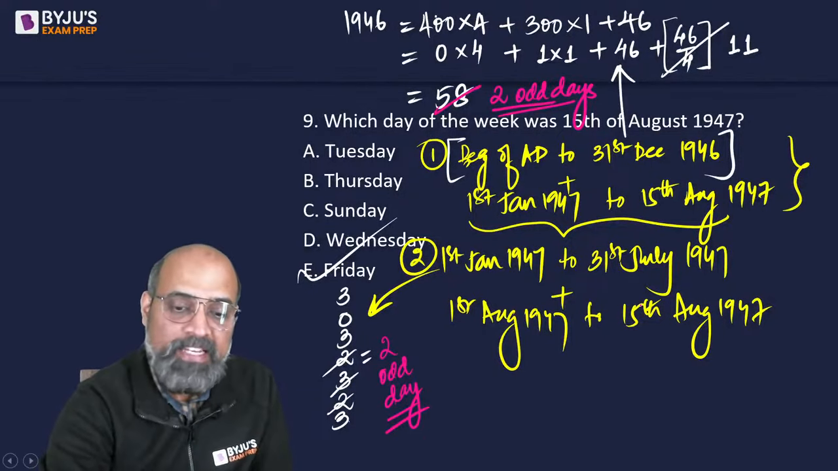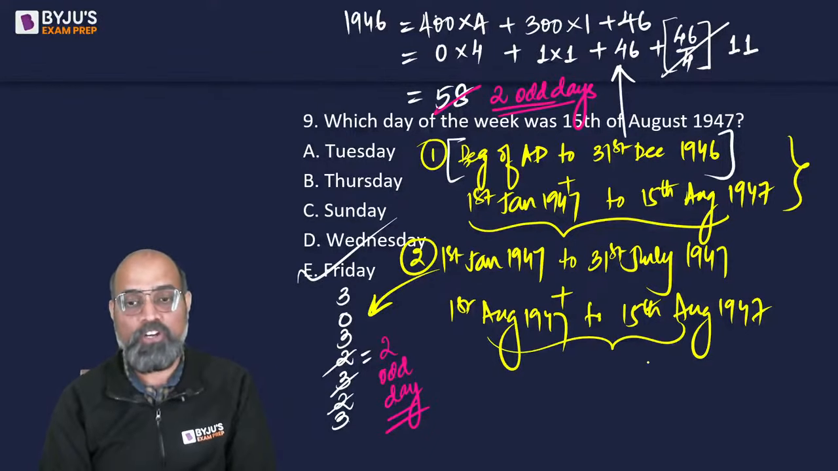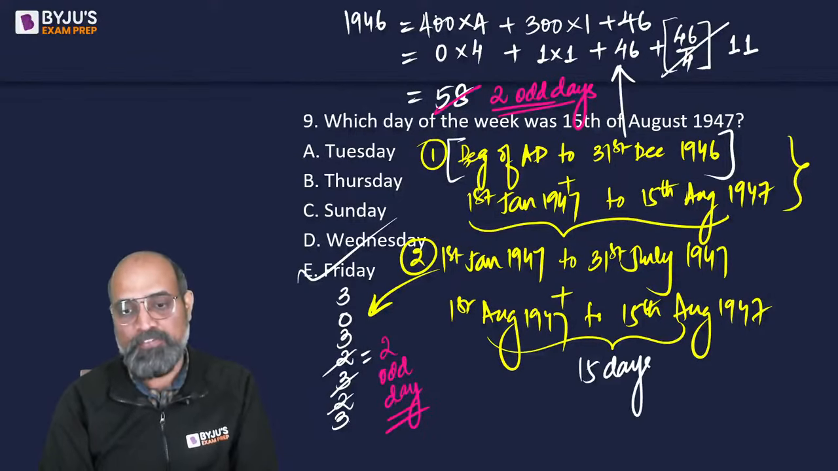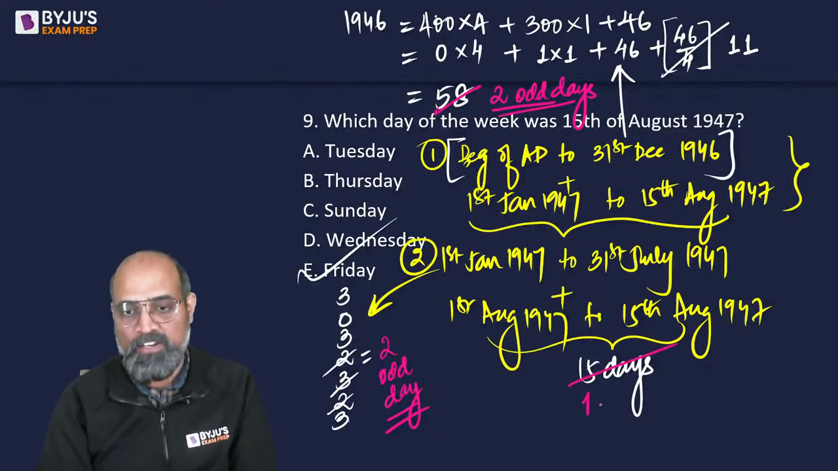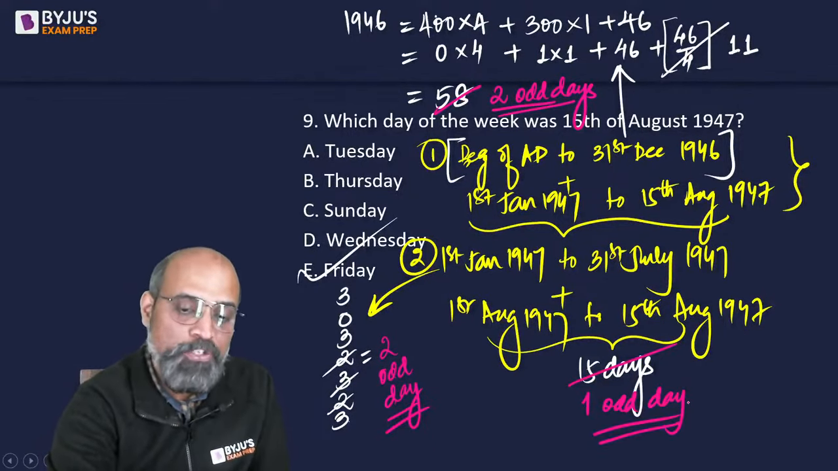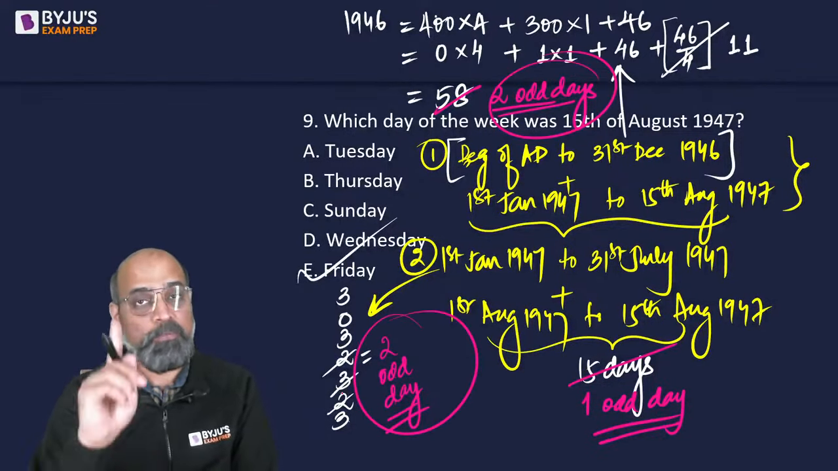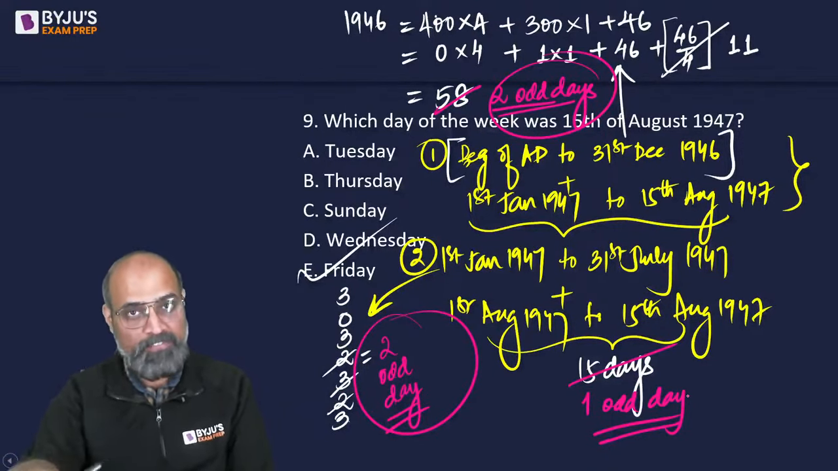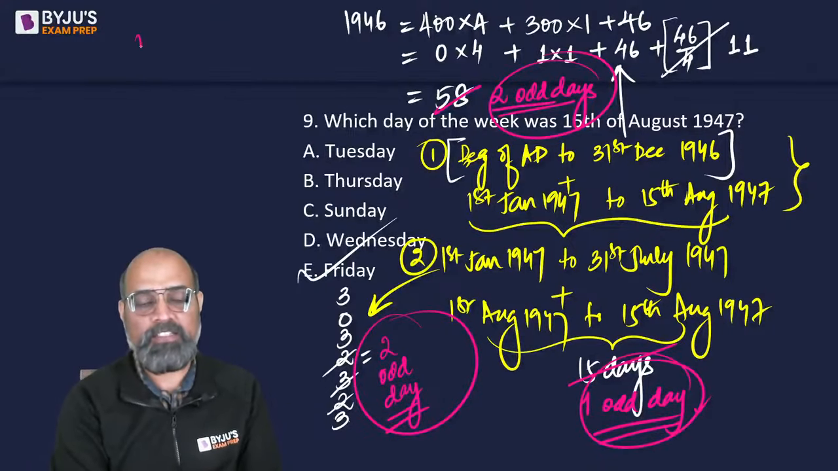Okay, then we will look into the last component, which is the August month. In the August month, there are 15 days, right? And 15 days is going to give us 1 odd day when you divide it by 7. Next, what you have to do is add all the odd days. If you add all the odd days from the beginning until the year 1946, all the months before the given date and the given date itself, you will get 5 odd days.